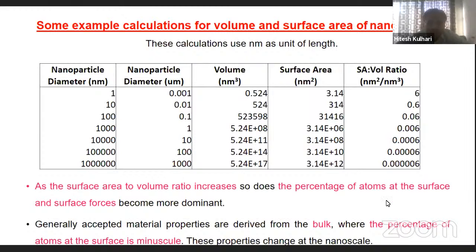And as the surface to volume ratio increases, the percentage of the atoms at the surface becomes more important. As the surface to volume ratio is increasing, more atoms will be present on the surface, and because of that, nanoparticles have high surface area and surface reactivity, because there are more atoms present on the surface, and because of that they will have more surface reactivity.